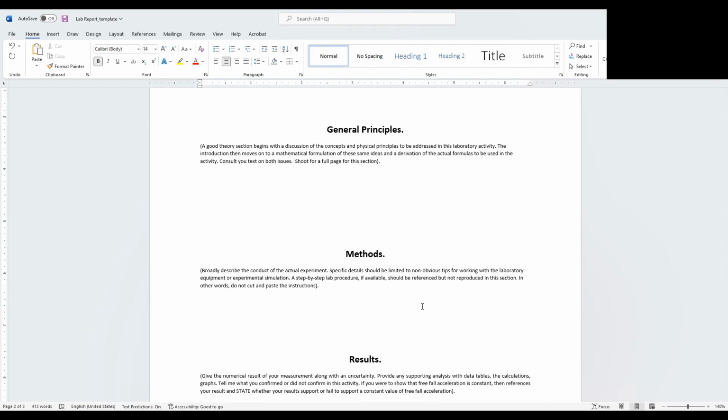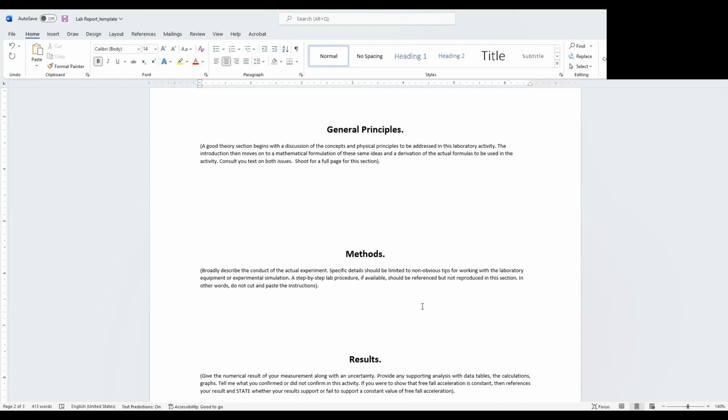You will just mention specific details about the lab equipment, about the simulation, if it's a simulation, about the experimental simulation, right? And you will describe the procedure without necessarily going step by step in this section. So you don't have to go step by step. In the labs, right, that you will find in the orientation for the labs, you will find step by step what you have to do.